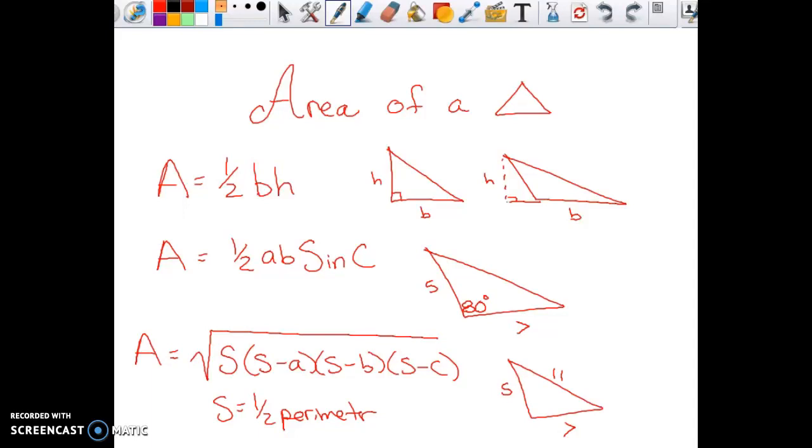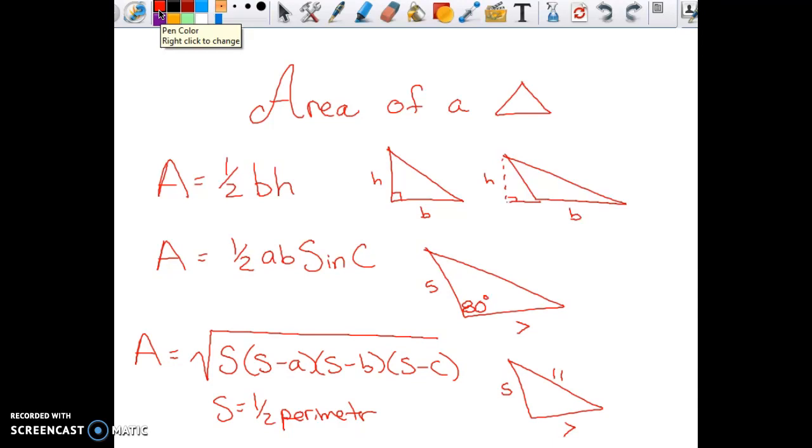Hey guys, so this is a video covering 3 different formulas to find the area of a triangle, and a lot of this will be review from either algebra or geometry, and then I do have one new formula for you. I'm going to show you a couple of different examples, and I'll have you try some on your own.